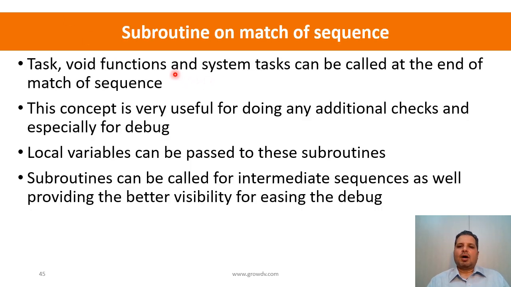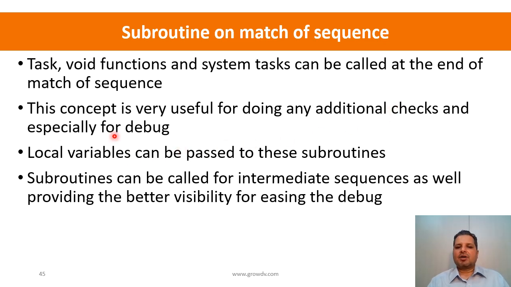Sequences allow calling a subroutine on their match. We can call either a task or a void function that doesn't return anything, and any of the system tasks we can call at the end of the match of a sequence. This concept is very useful. Sometimes if you want to do any additional behavioral checks, you can do it in those subroutines.